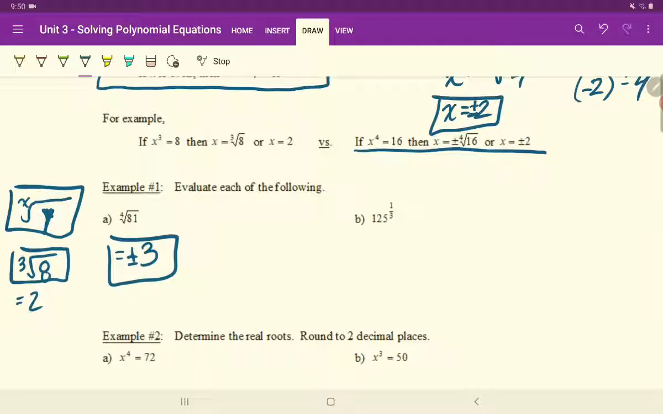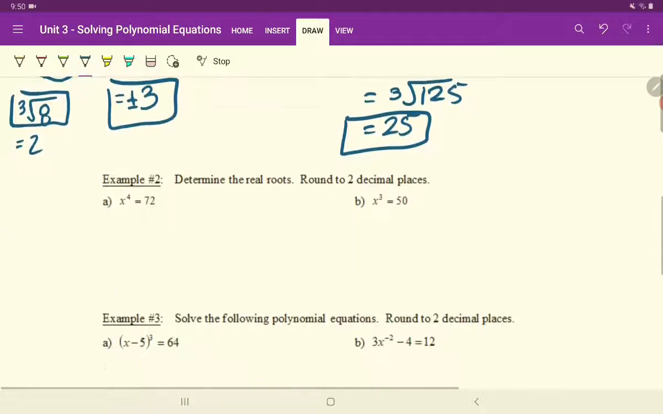The cubed root of 125. Okay, so the cubed root of 125 is 5. Okay, again, just use your calculator.